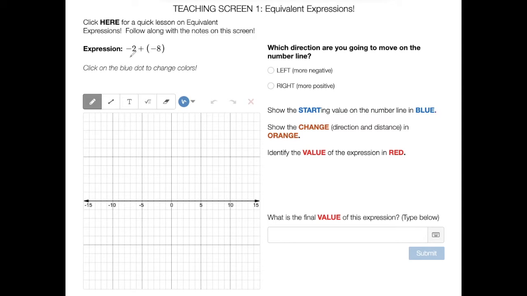Let's talk about equivalent expressions. Here we have the expression -2 plus -8, and we're asked to figure out the direction that it's going on the number line, the starting value, change in value.